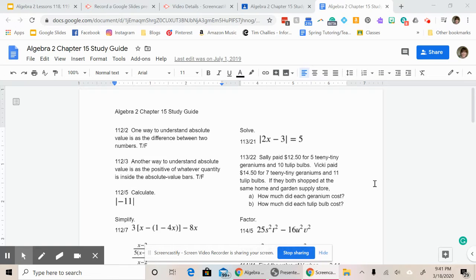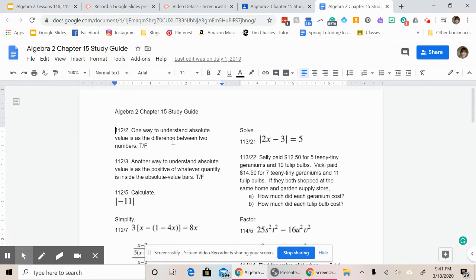I thought I would go over the Chapter 15 study guide, at least give a few tips, since you won't be in class today to ask me questions about it. So let's go over a few things. Here's the first one, true or false.